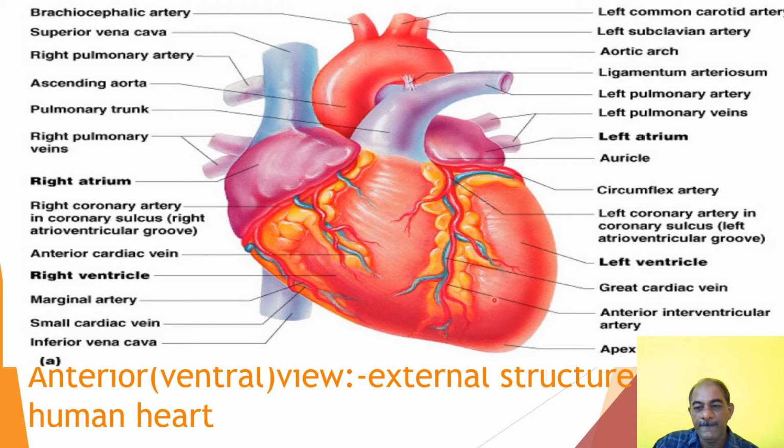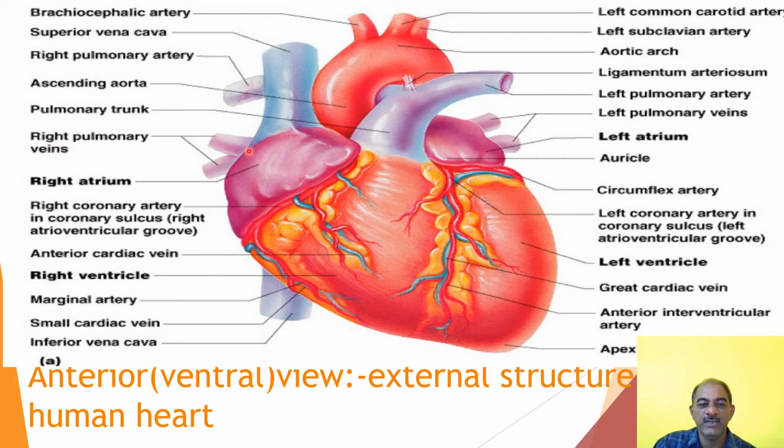Here anterior interventricular artery and the apex area of the heart. Here the inferior vena cava, small cardiac vein, marginal artery, right ventricle, cardiac vein, right atrioventricular groove, or it is also called as right coronary artery in coronary sulcus.